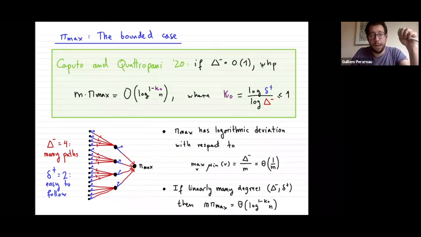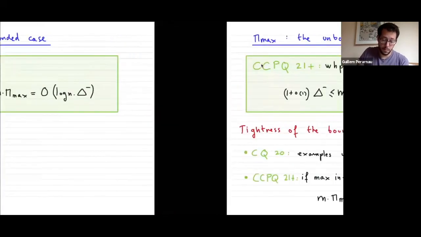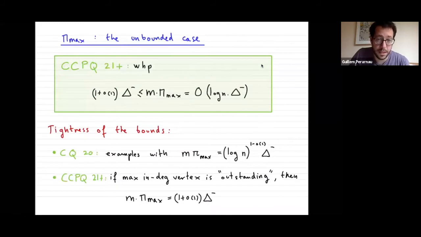What we would like to understand is what happens in the unbounded case, where you allow delta minus to grow. This is our first main result, and it's quite simple. It says that the maximum stationary value, scaled by m, is more or less delta minus. In which sense? It's at least always delta minus times something that tends to 1, so the lower bound is quite strong. For the upper bound, we prove that it can deviate by at most a log n from delta minus. These two bounds are tight, so we have degree sequences where each one is attained.